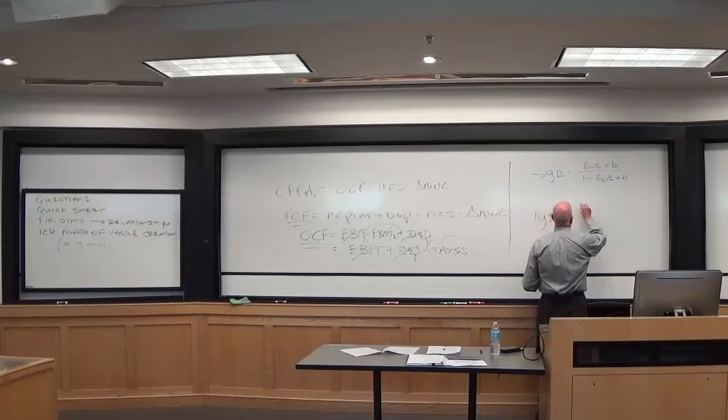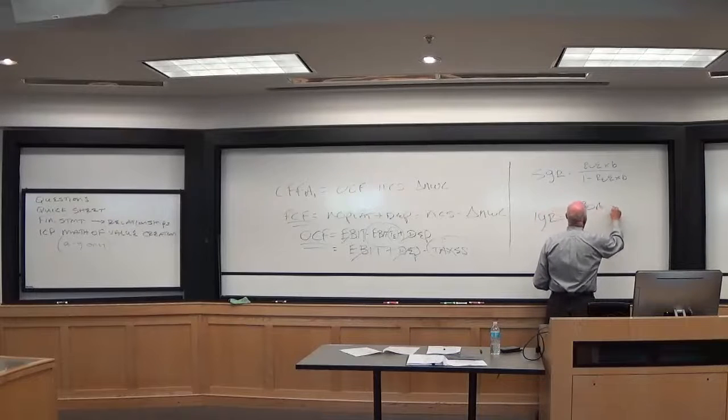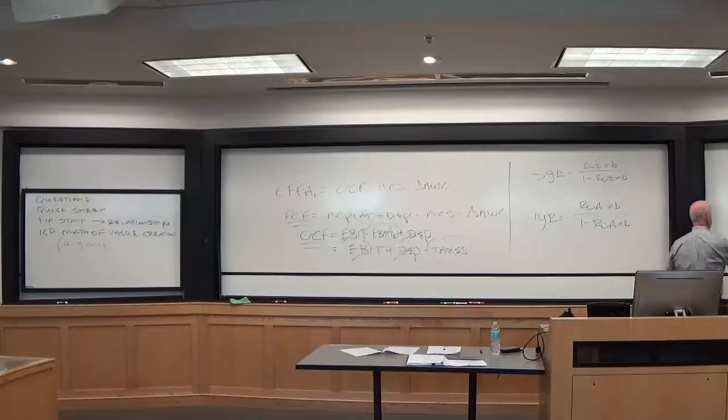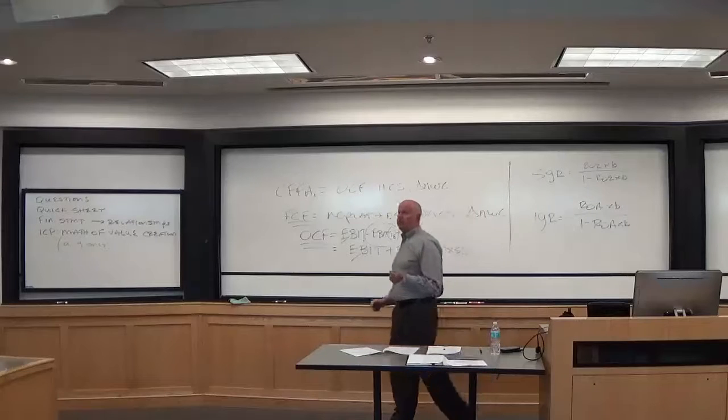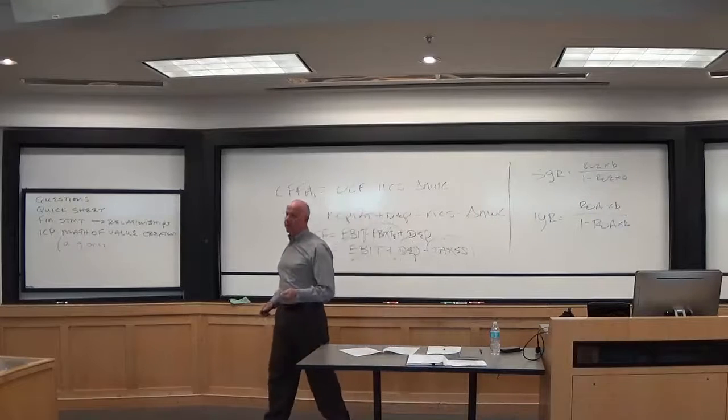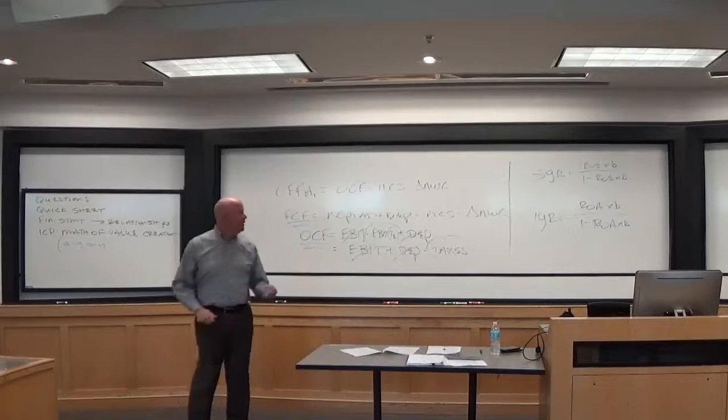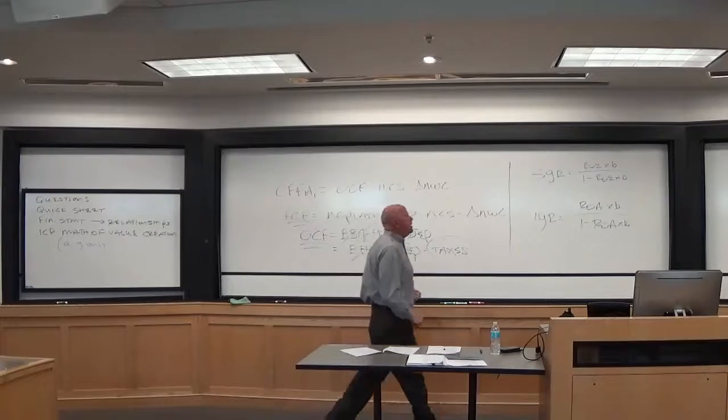Similarly, the IGR is ROA times B divided by 1 minus ROA times B. And ROA, of course, is return on assets, which is net income divided by total assets. It's total assets. So it's current assets plus long-term assets, right? Fixed assets. Did you write it wrong though, net income?